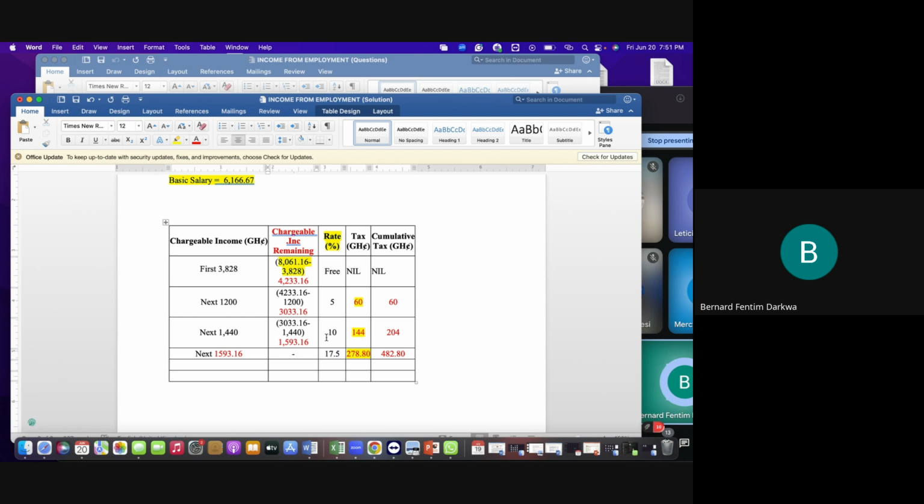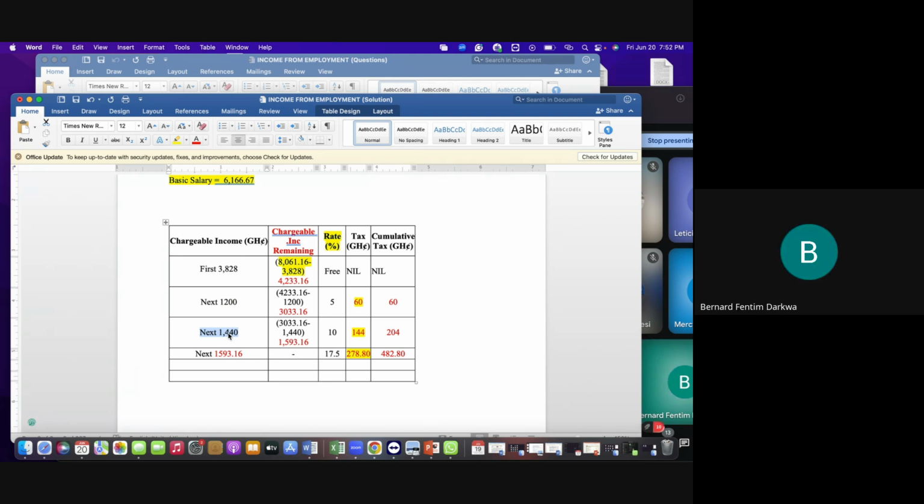After this question, the question says we have to take 3,822 first from the salary income to get the remaining. The next level, we should take 1,200. The next level, 1,440. That's how we go by it. Is that okay? Thank you, sir.